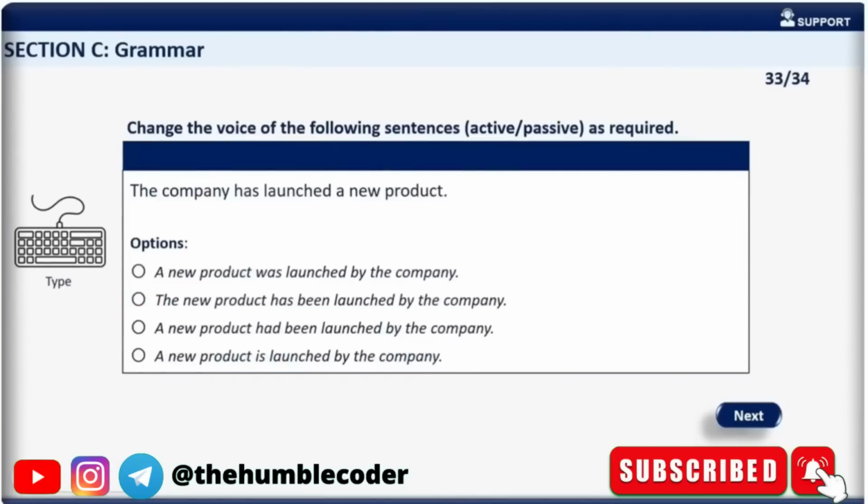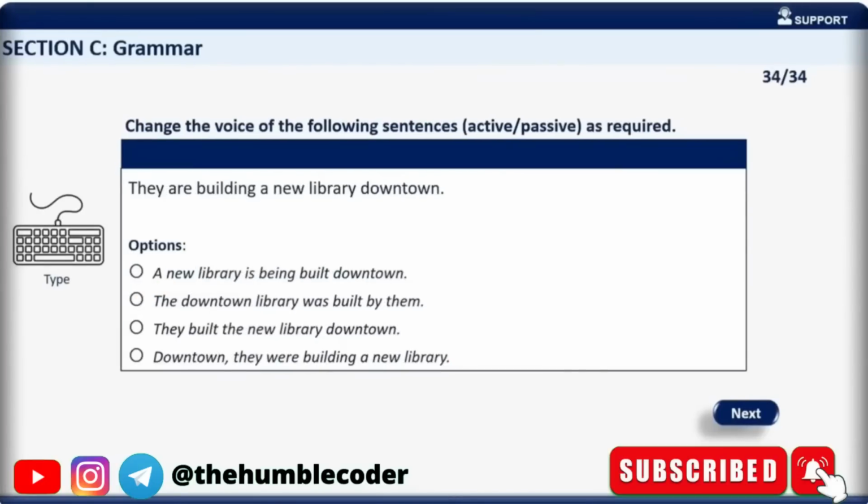Moving on to the next question. The company has launched a new product. The options that we have are: a new product was launched by the company; the new product has been launched by the company; a new product had been launched by the company; a new product is launched by the company. So the correct answer in this case is going to be this one, which is: the new product has been launched by the company.